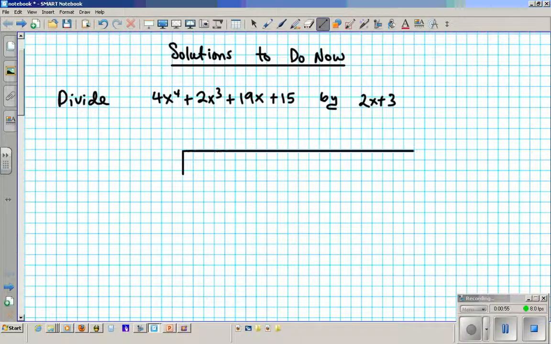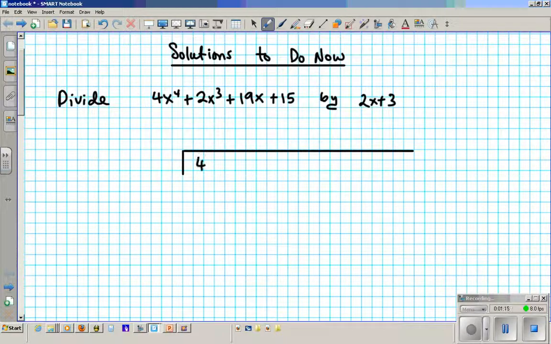Now, remember the rule. Whenever you have any degree missing, you have to put a placeholder. First of all, make sure they're in descending order. 4, 3, 1, 0 is in descending order. But we're missing the degree 2 term, so we need a placeholder for the degree 2 term.